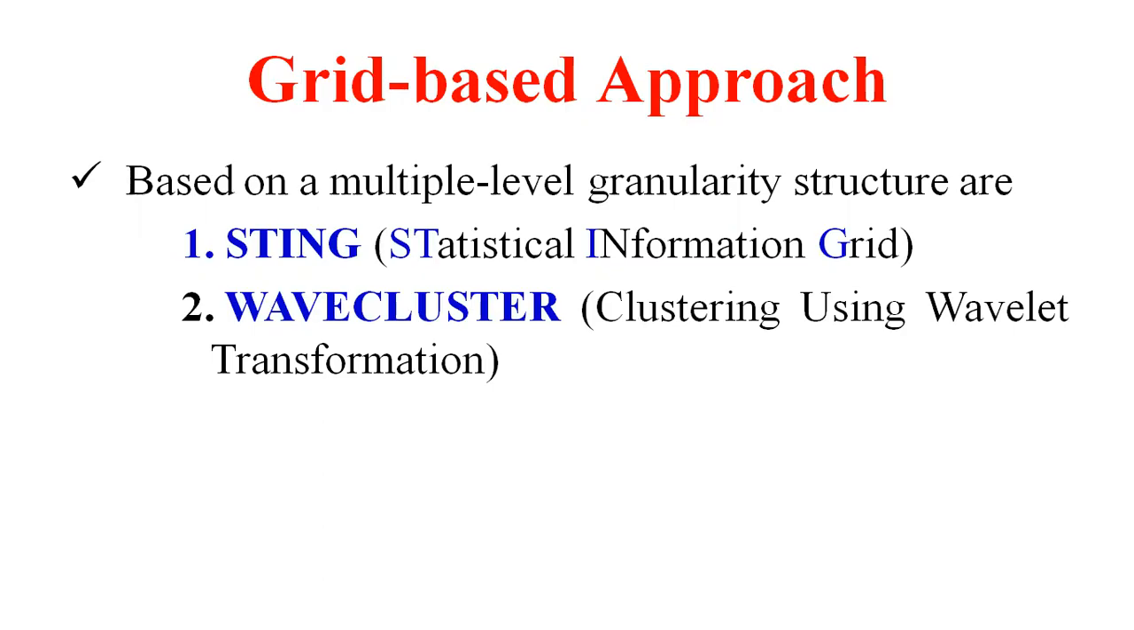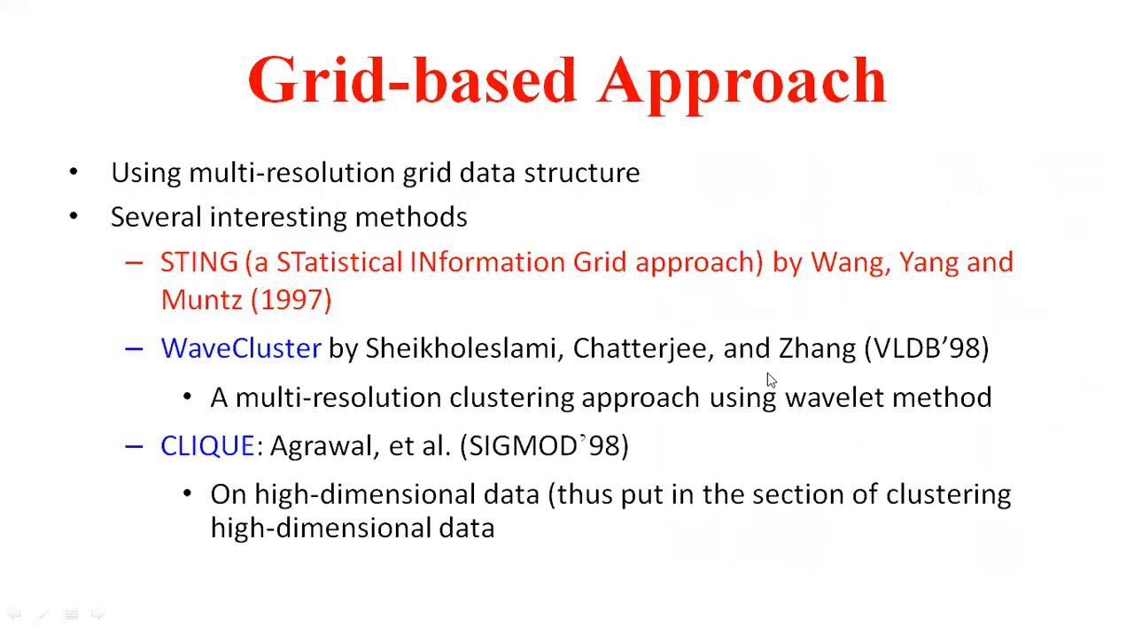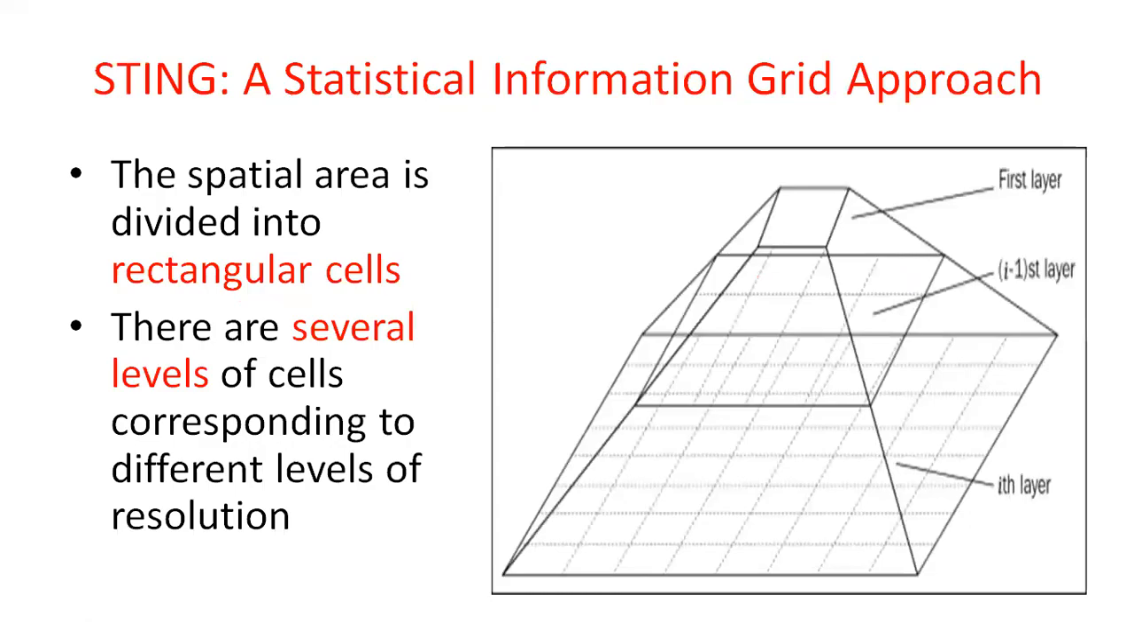In this section, you are going to learn about the statistical information grid. WaveCluster clusters using the wavelet transformation. These are all different techniques based on a grid. Here the grid is divided into different rectangular cells, and based on the rectangular cells, you form the clusters. One approach here is STING.